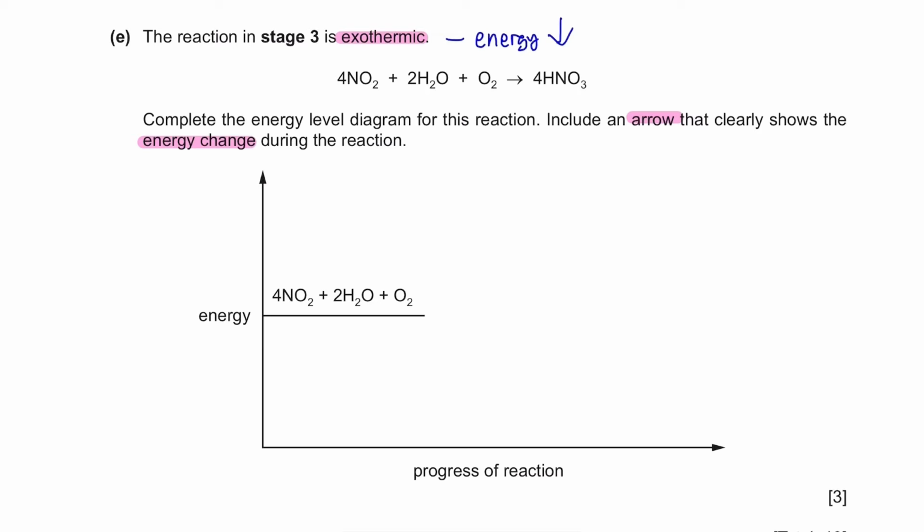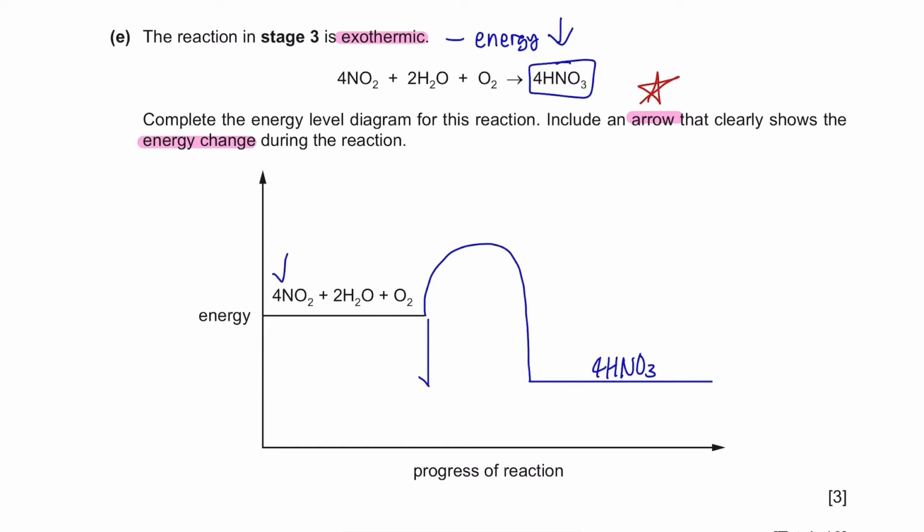The reactants are already here, so we need to write the product, which is 4HNO3, and that's gonna be above the product line. Now, since it's an energy level diagram, it needs to look like this. And then they said, include an arrow to show the energy change during the reaction. Well, that arrow should be here, right from the reactant's energy to the product's energy. Then don't forget to label your diagrams. So writing 4HNO3 here is 1 mark, and this product line lower than the reactant line is another mark, and the third mark is for this arrow and the label.